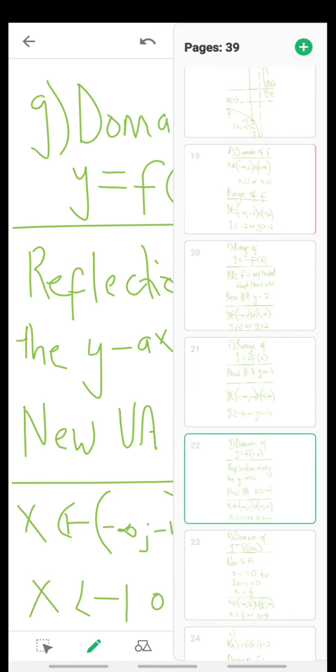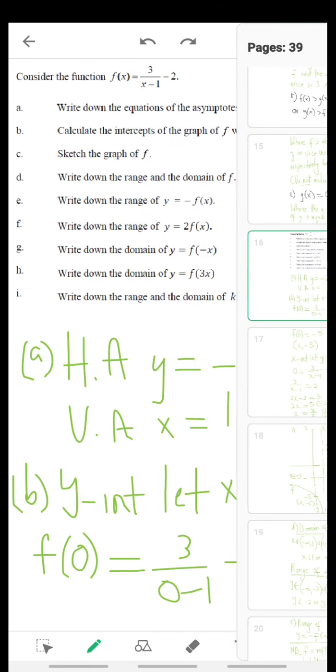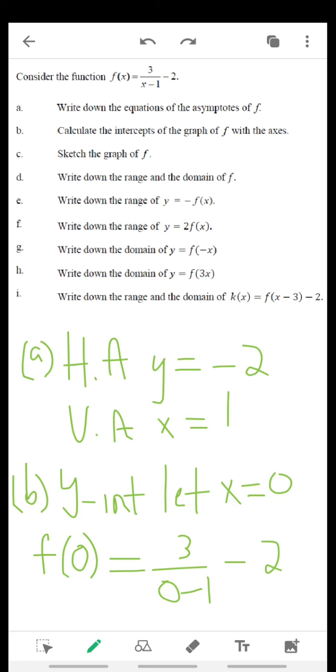And now let us go to H. Question H: write down the domain of y equals f of 3x. So f of 3x, what does it mean? It means all the x values have been multiplied by 3. You agree with me? Since I'm writing the domain, my vertical asymptote will also be multiplied by 3. Originally it was x equals 1, and therefore now it's going to be x equals 3. You agree with me?